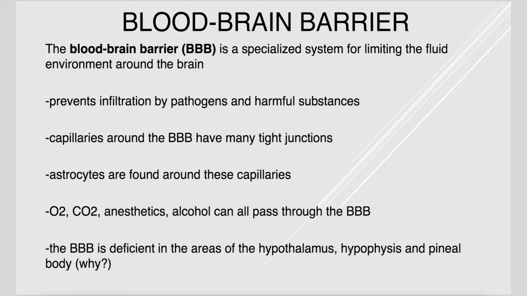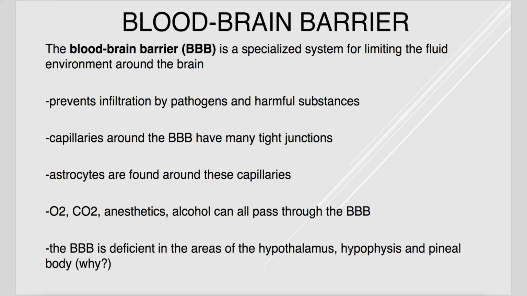The blood-brain barrier is basically a barrier between the blood and the brain. It's a system that limits the fluid environment around the brain, and its job is to prevent things like pathogens or anything else that's harmful from getting to the brain tissue. This is achieved by the capillaries in the brain. The endothelial cells in these capillaries have tight junctions between them, meaning they're very tightly joined together, so it's hard for stuff to slip through the cracks.